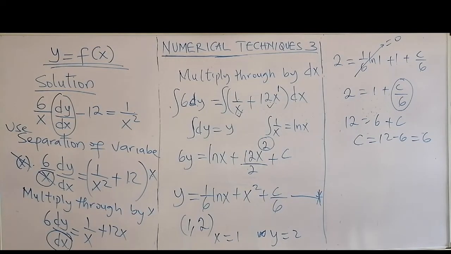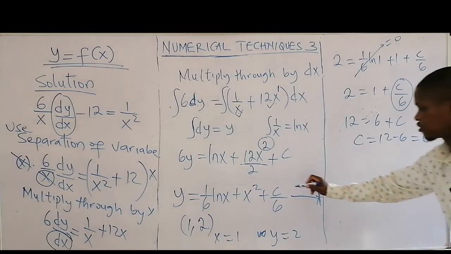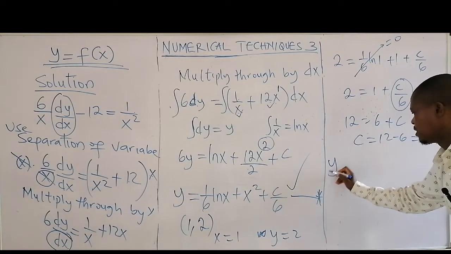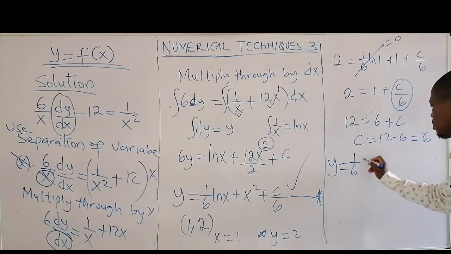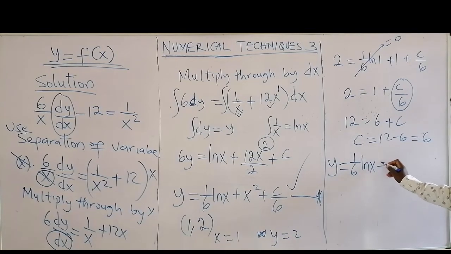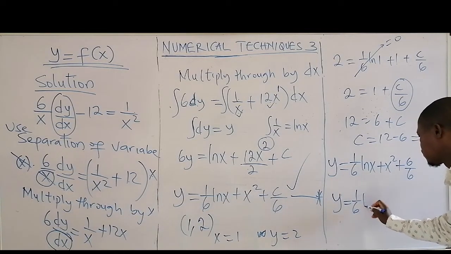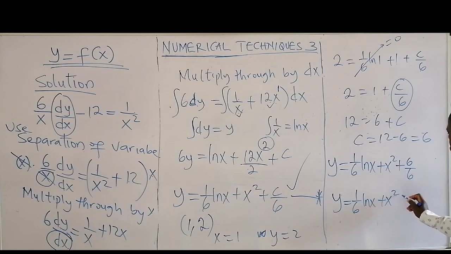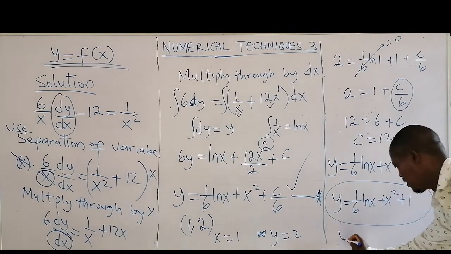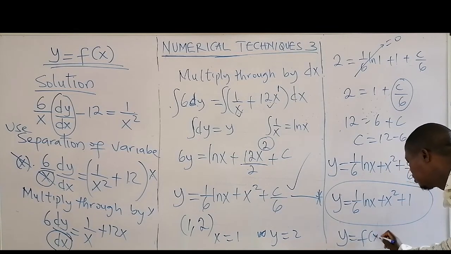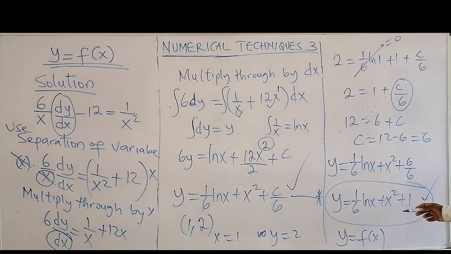So, we just come back here and substitute our answer. So, y is equal to 1 over 6 ln x plus x squared, then plus 6 over 6. And that's 1. So, finally, y is equal to 1 over 6 ln x plus x squared plus 1. So that's the solution we are told to find. We are told to write in the form of y equal to f of x, which we have done, a function of x. Join the next question for question 8.